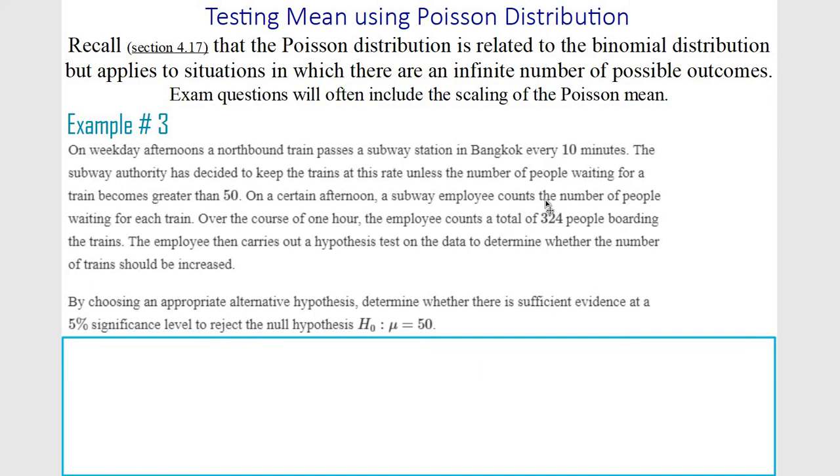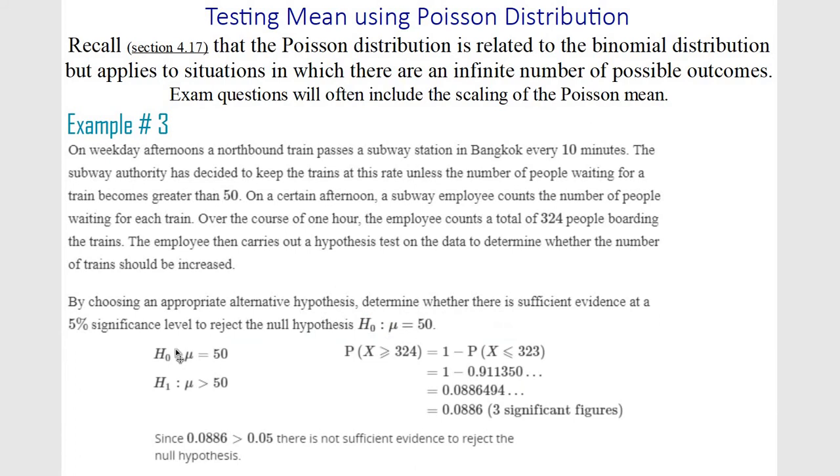So after 1 hour, we would expect 6 times 50, so 300. So our null hypothesis is when it equals 50, the alternative is that it would be greater than 50, right? That's when we know we have to speed up the trains. So what we have is 324. So we're looking at when it's greater than 324, right? So alternatively, you do 1 minus, because you're always doing the left side, of 323, right? Because you're counting, you're not doing those decimals.